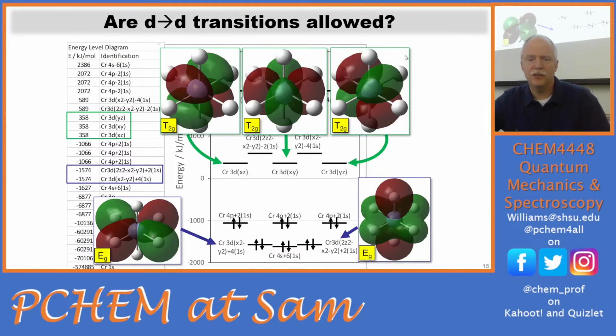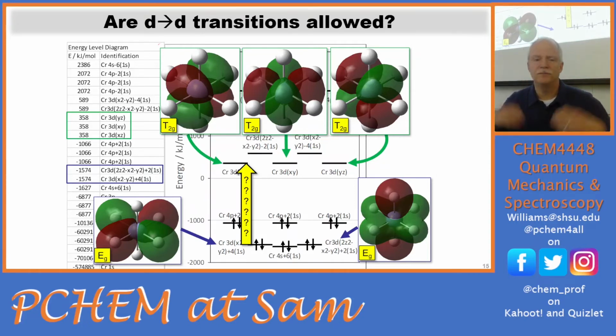Let's look at the selection rules. Are these d to d transitions allowed? So can we go from this Eg group to the T2g group? The reason I ask this is because a lot of times that's whenever we have colored metal solutions in water, everybody says, well, it's the d to d transitions that are causing that absorption. And so here, let's look at the selection rules.